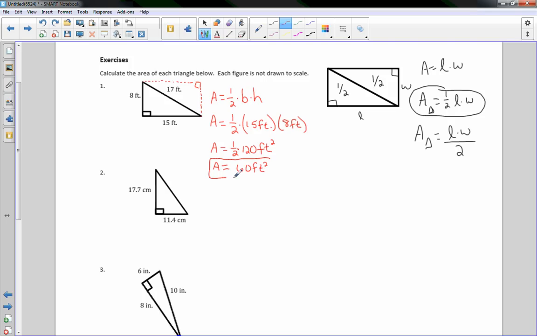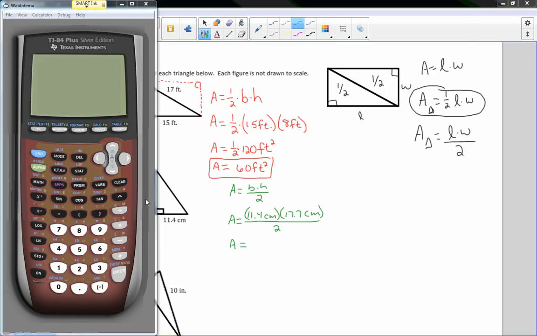Okay. Number 2. Here we have a base, here we have a height. So I'm going to write the formula first. A equals base times height divided by 2. I'm going to use this formula this time just to show you that it's interchangeable, either one, whatever one you're comfortable with. So area equals the base, 11.4 cm, times the height, which is 17.7 cm, and that's all divided by 2. So the area of the triangle equals.